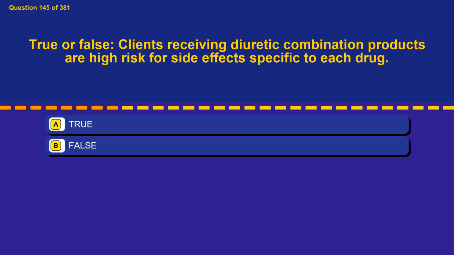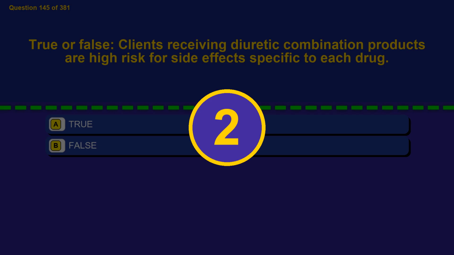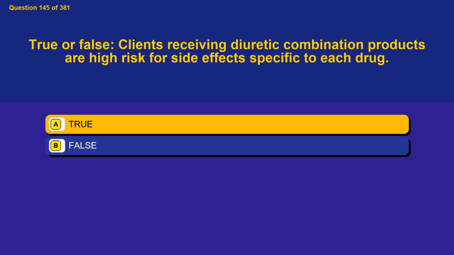Question 145. True or false, clients receiving diuretic combination products are at high risk for side effects specific to each drug? Option A, true. Option B, false. The correct answer is option A, true.